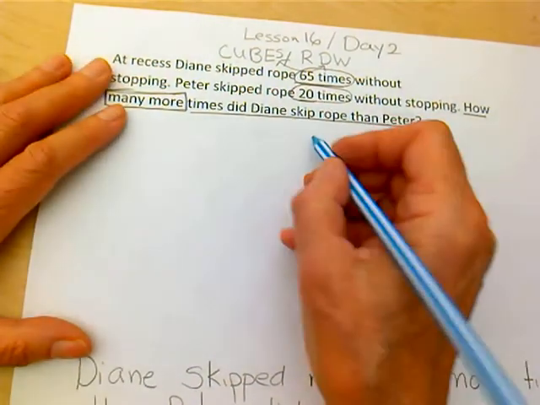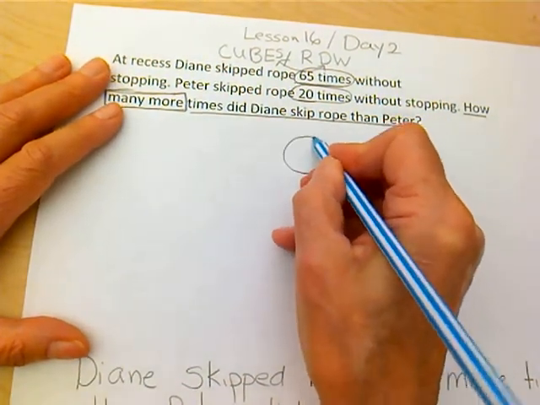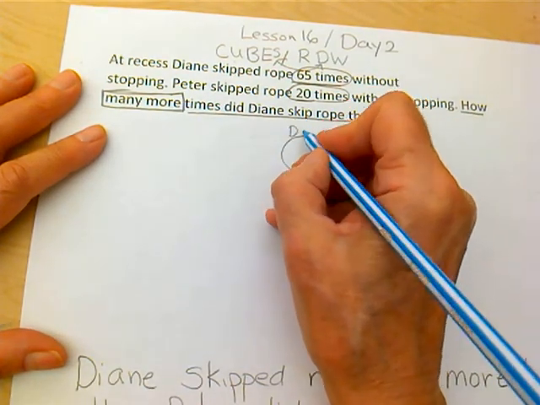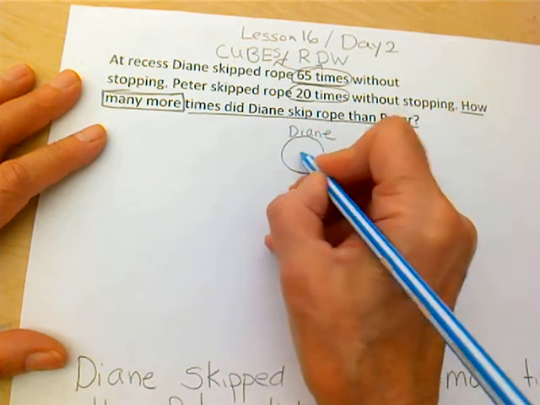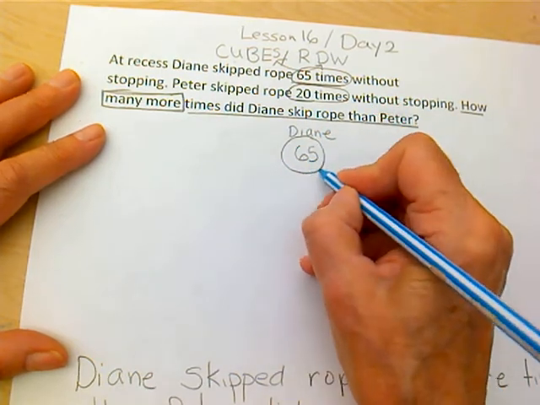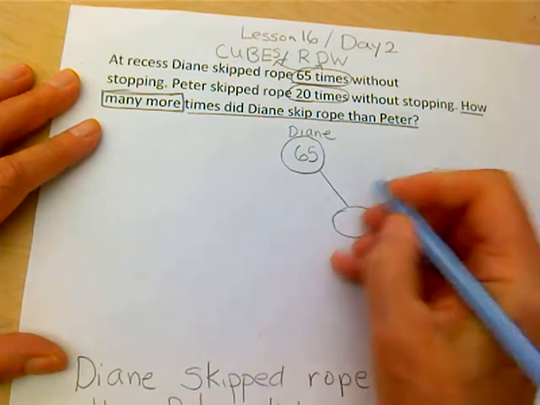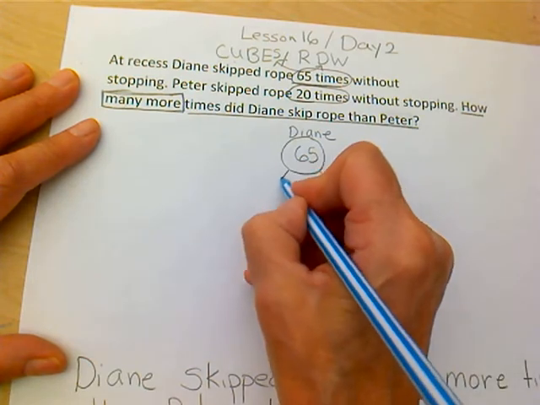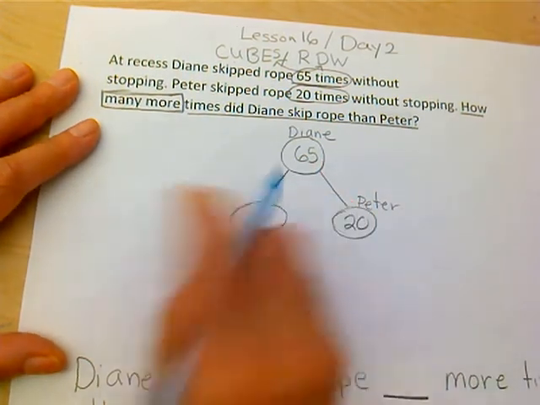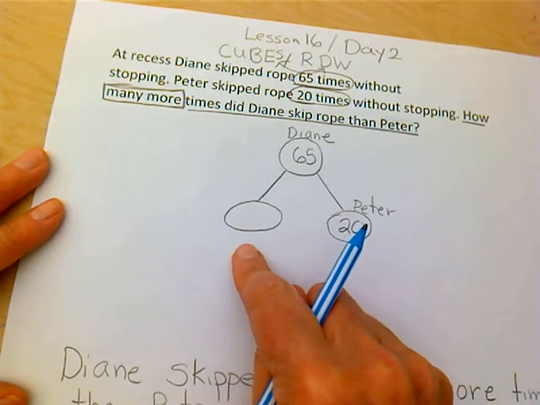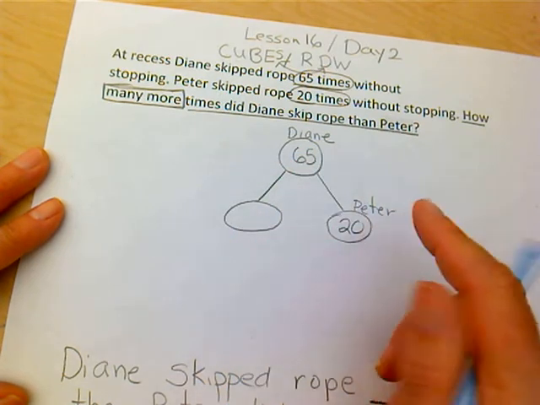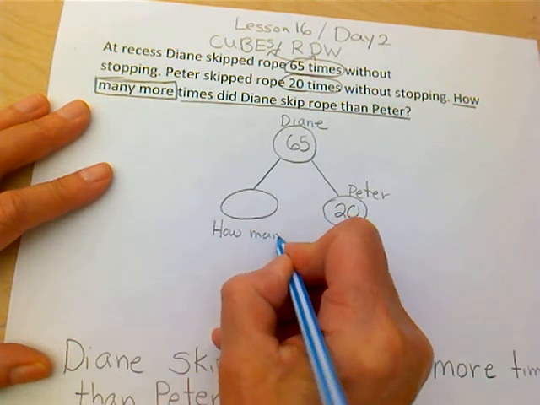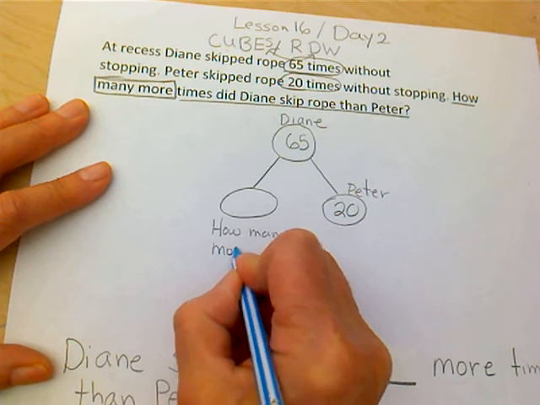So I'm going to use a number bond. This might not have been the way that you did it, but it is one possible way that it could be done. I know that Diane skipped the rope 65 times and that Peter, here's Peter over here, skipped rope 20 times. Now I think if I wanted to find out how many more Diane skipped than Peter did, this would be a great place to start. This would tell me how many more times.